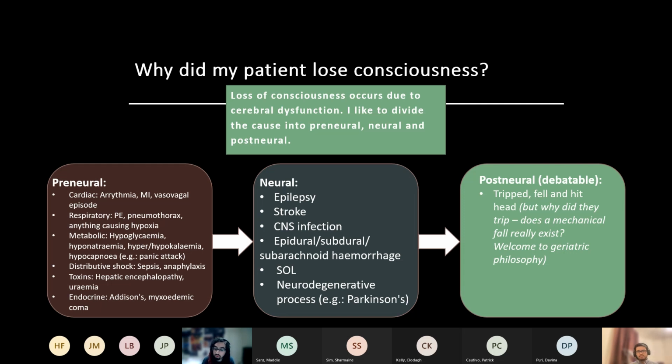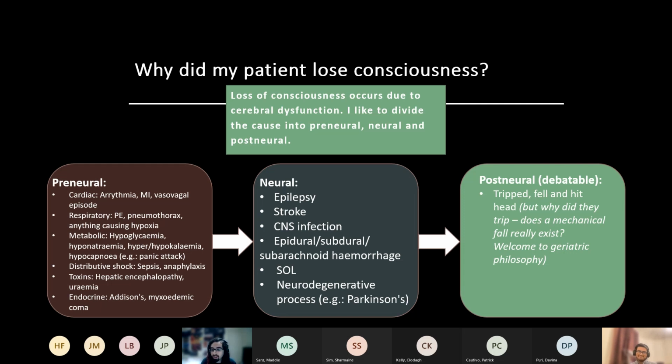So epilepsy is the one that we always like to talk about. Stroke as well, in an older person. But let's not forget things like an encephalitis or a meningitis. We talked about subarachnoid hemorrhages and epidural hemorrhages. Or it could be that somebody has Parkinson's and has fallen over because of that, something neurodegenerative.